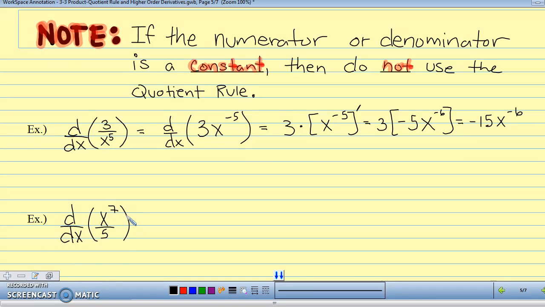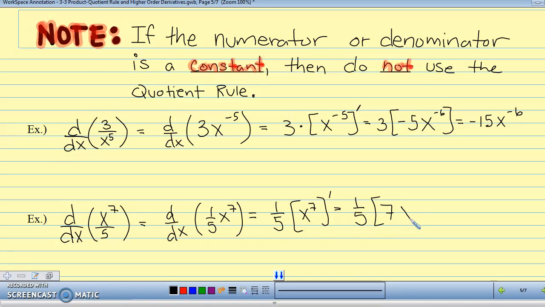Okay? x to the 7 over 5 could be viewed as 1/5 x to the 7, and we just apply the power rule. Keeping in mind that we're taking the derivative of x to the 7 and multiplying 1/5 to that derivative at the very end. And we get 7 over 5 x to the 6.